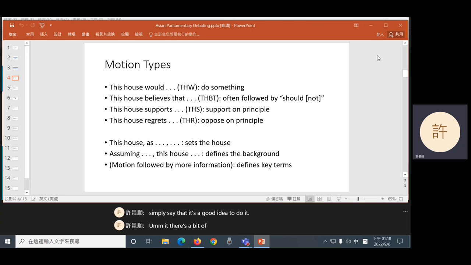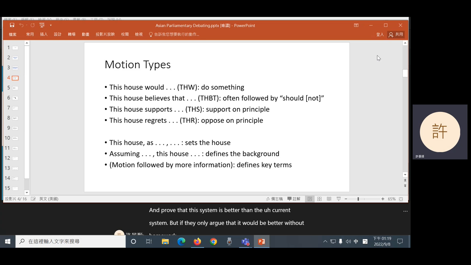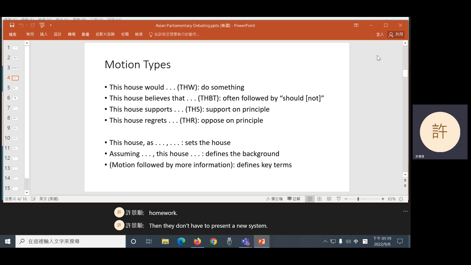There's a bit of difference. So, for example, this house believes that there should be no homework in college. If this is the motion, the government side can choose either to actually abolish college homework, or they can simply argue that it would be better if colleges did not have homework. If they argue that we should abolish homework, they then have to present a system of education in college without homework and prove that this system is better than the current system. But if they only argue that it would be better without homework, then they don't have to present a new system. Does that make sense?